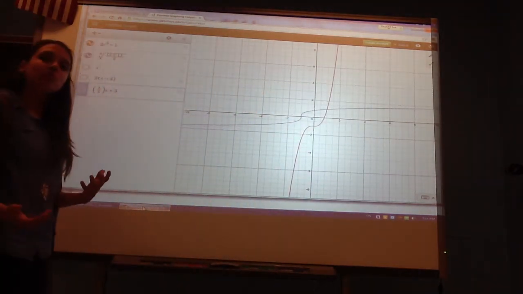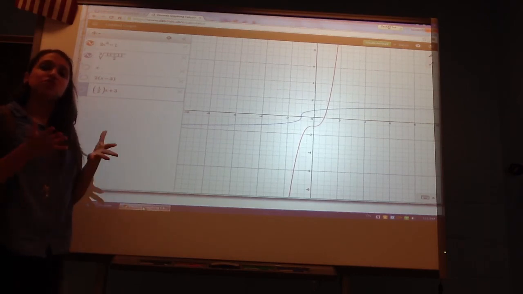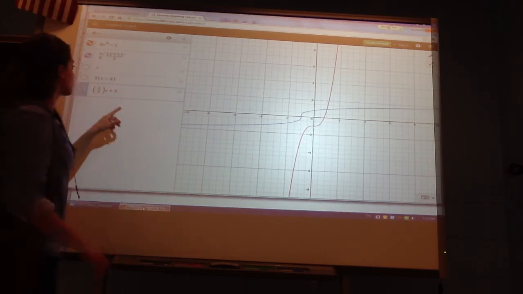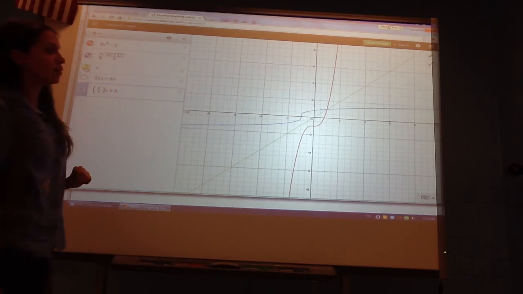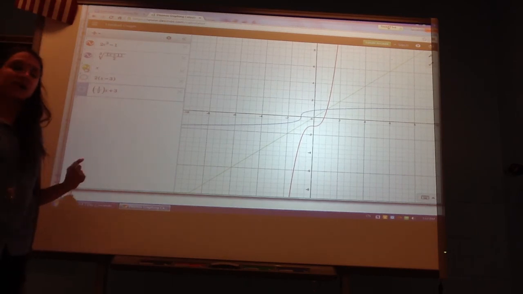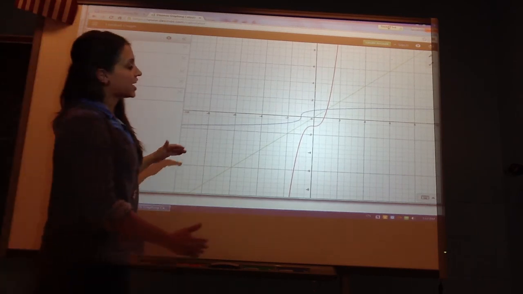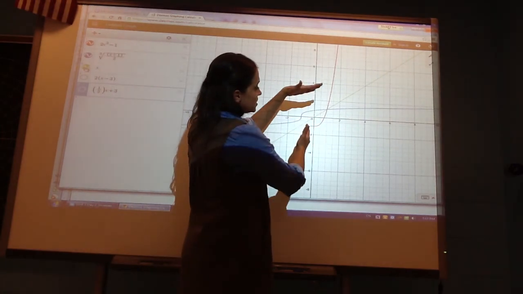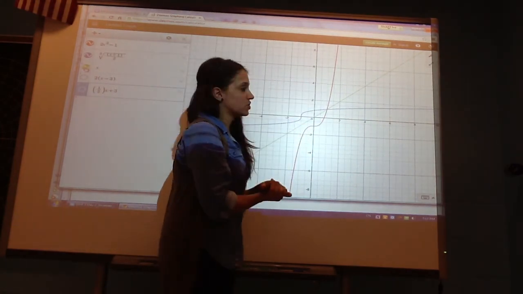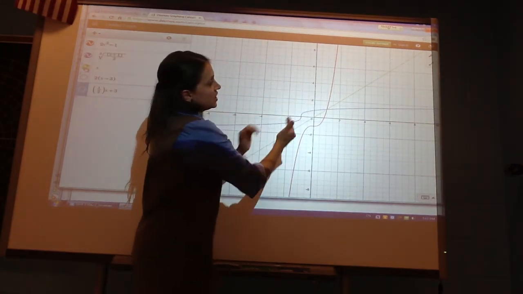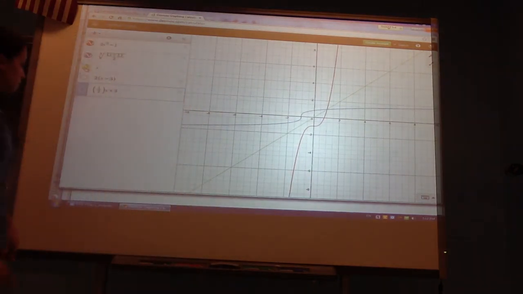And think about how we got the inverse originally. We switched the x and the y coordinates. So when I graph in the line y equals x, that green line is the line y equals x, I can visually see that these are inverses, that they're a reflection in that line y equals x.